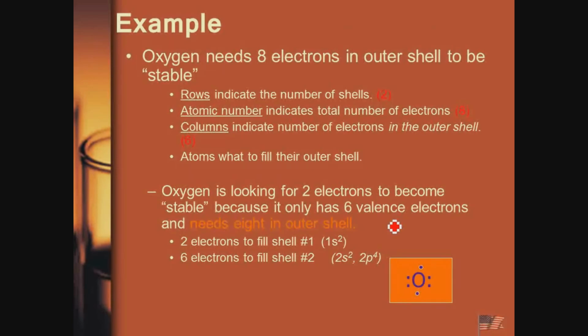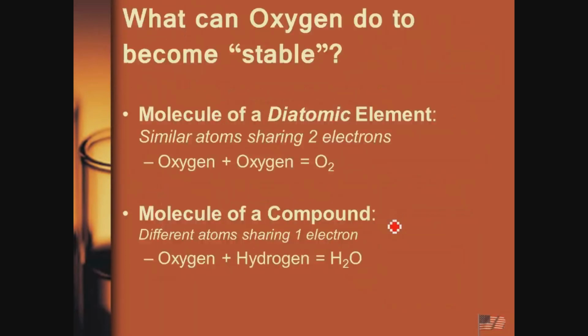So oxygen needs 8 electrons in this outermost shell to be stable. It's in the second row, so there's 2 shells. Atomic number tells me that there's 8 electrons, 8 protons. The column indicates the number of electrons in its outermost shell, 6. And then what it needs to do is look for 2 more. You can either do it by bonding with another oxygen and sharing as I showed, or they can go ahead and take those 6 electrons in the outermost shell and bond with something like hydrogen, 2 hydrogen atoms, to form water.